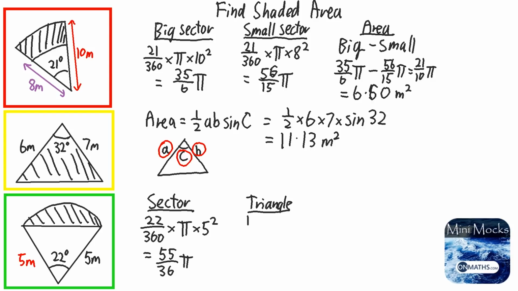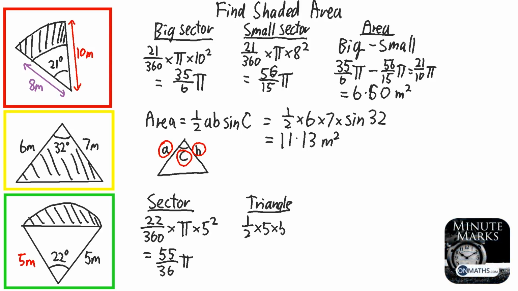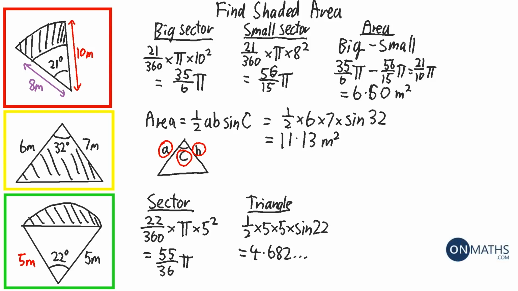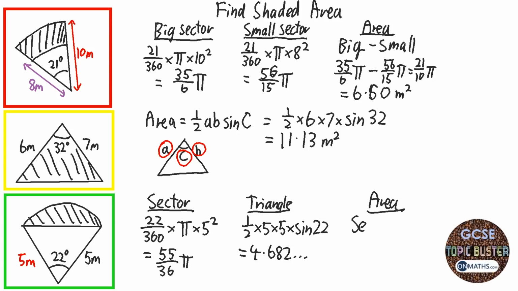So the area is going to be half times A, which is 5, times B, which is 5, times sine C, which is 22. Put that into my calculator. Half times 5 times 5 times sine 22, and it gives me the answer of 4.682 blah blah blah. Now I'm going to keep that in my calculator because we're going to work out the area by doing the sector, which is the full shape, take away the triangle, which is the bit we want to get rid of.